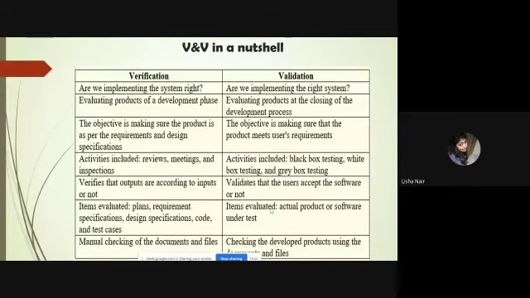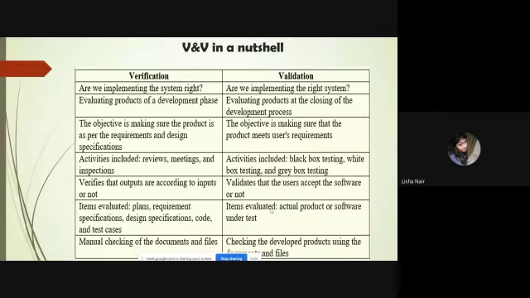So when you are on this phase, you are going to ensure that you're going to implement the right system. So all that comes in the verification area. But validation is something once the system is built, you are going to assess whether the right system is implemented.